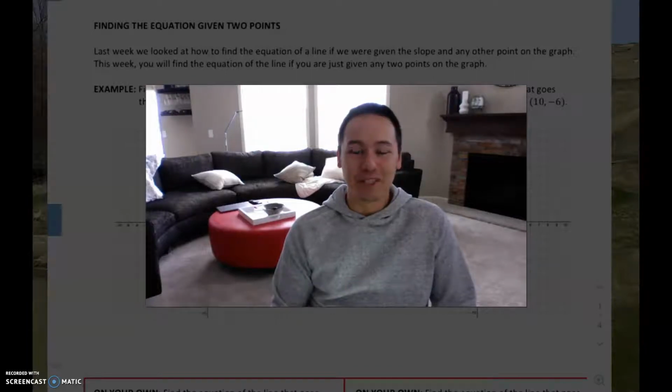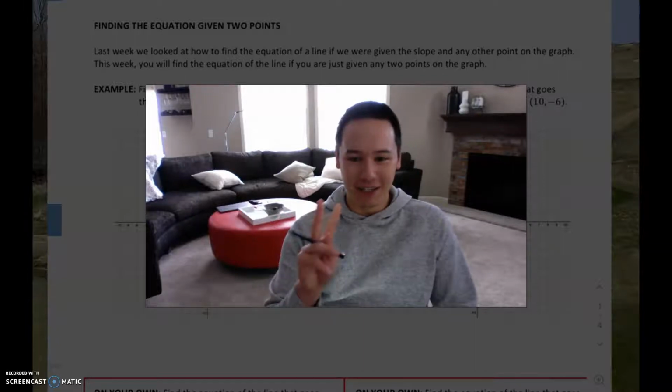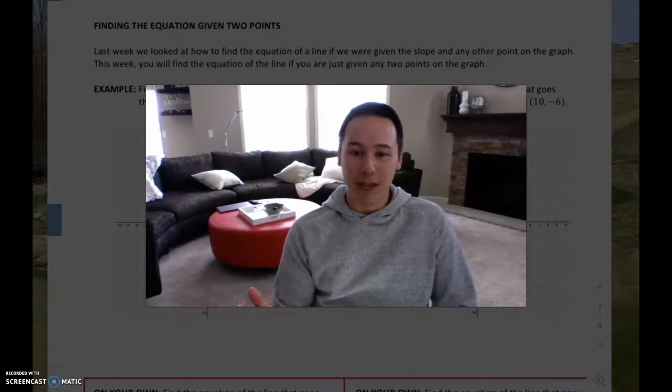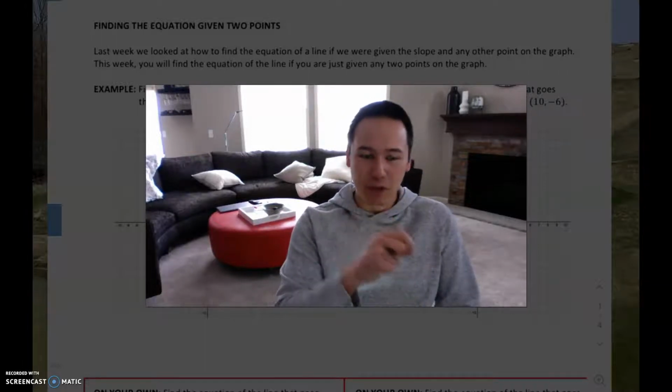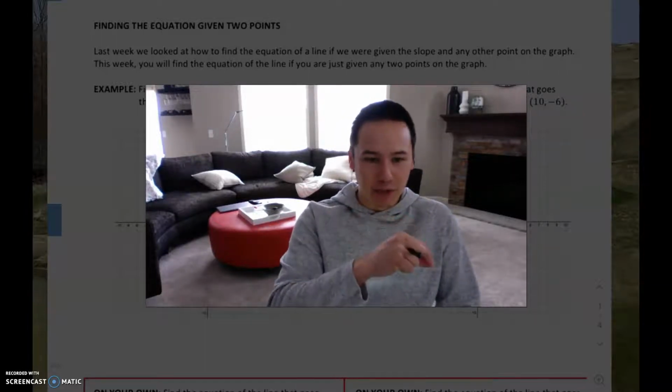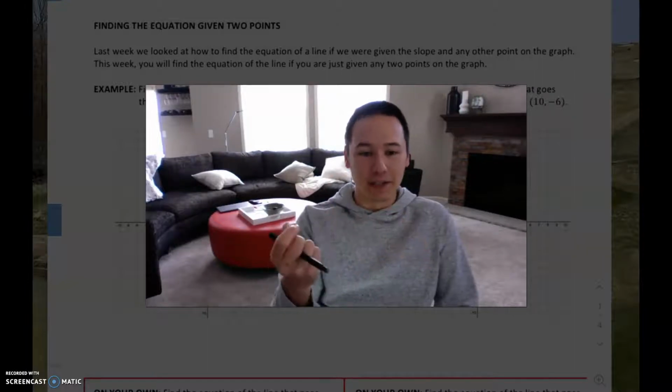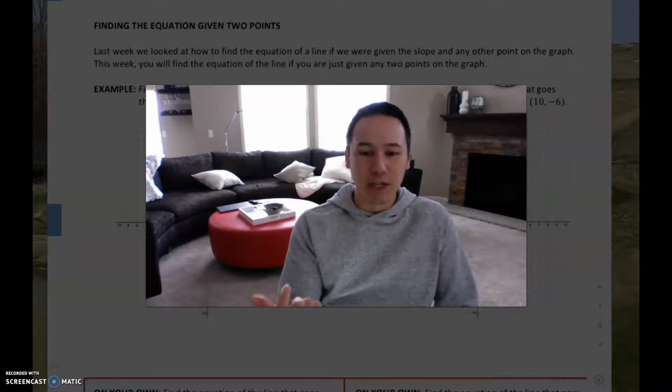Thank you everyone for taking the time out of your day to learn how to find the equation of a line given 2 points. If you remember last week, what we did was we gave you a point on the graph, and then we gave you the slope of the graph, and you were able to use that slope to solve for the y-intercept, and then we were able to get the equation.